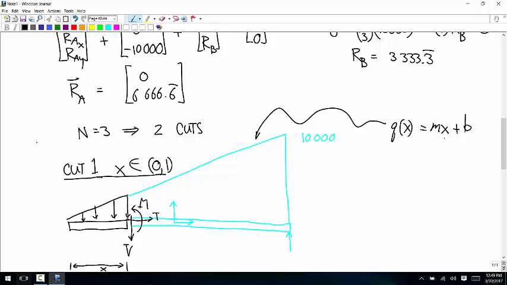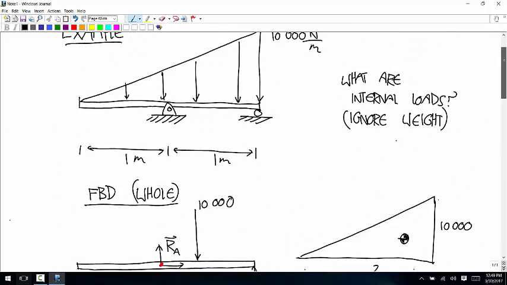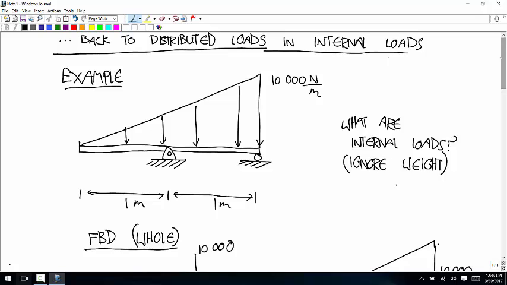Y-intercept? Okay, so let's think about the slope first, and then we'll do the y-intercept. How do we figure out the slope of this line? No, you're right the first time. This is the same line. It rises 10,000 over a distance of 2, so the slope is going to be 10,000 over 2.